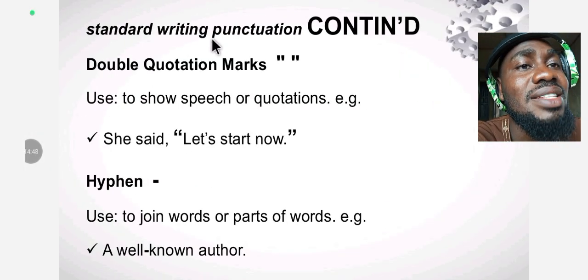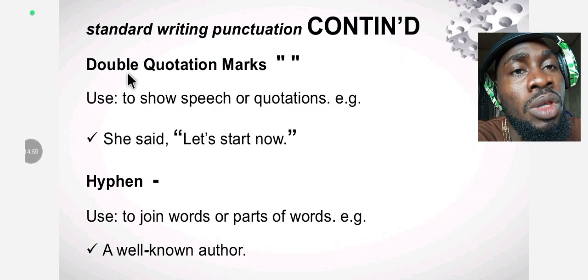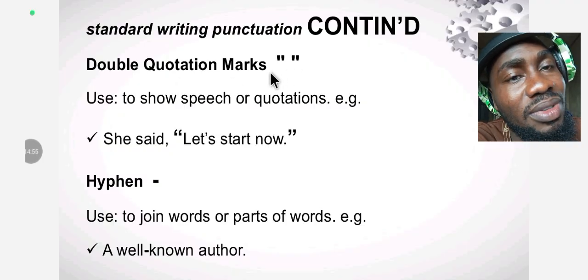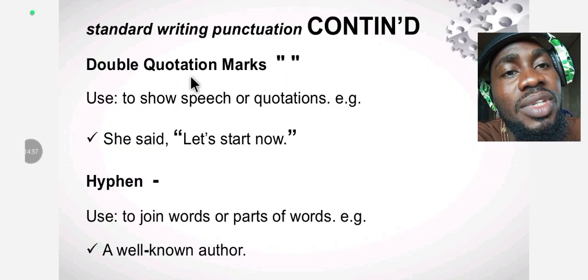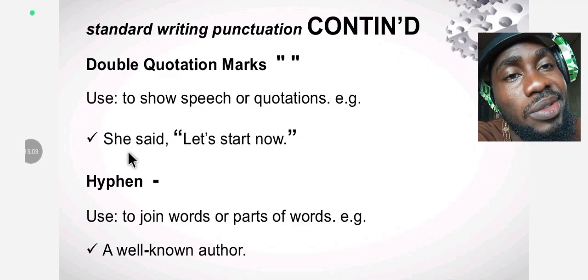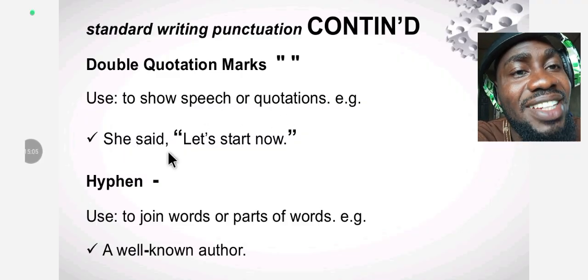Still under standard writing punctuation signs, the next we have here is the double quotation mark. This is the sign. Use it to show speech or quotation, to show the parent quotation. Full quotation. She said, let's start now. Quote.